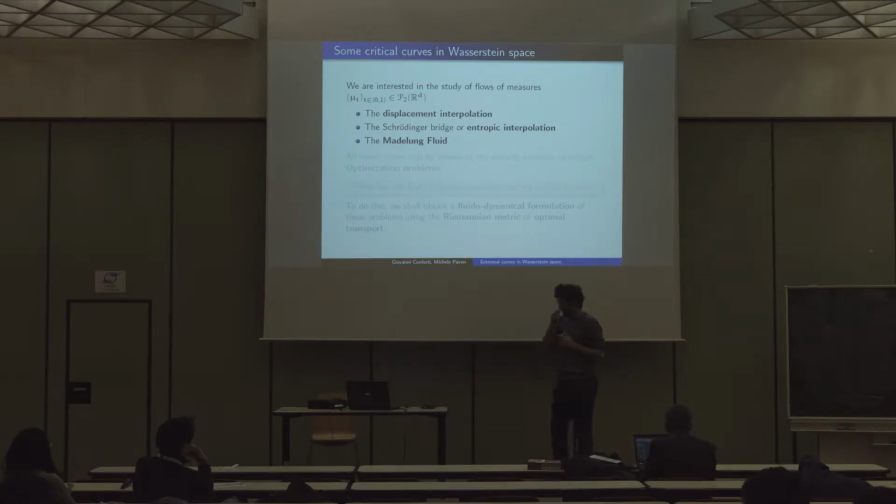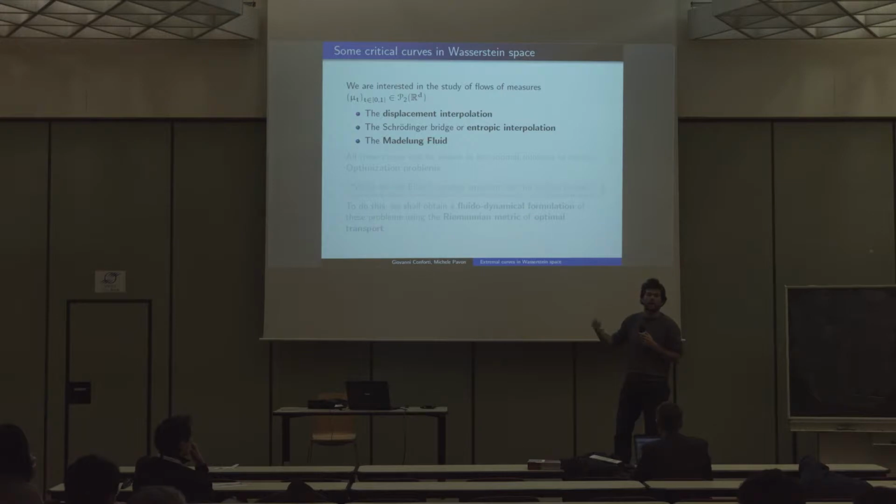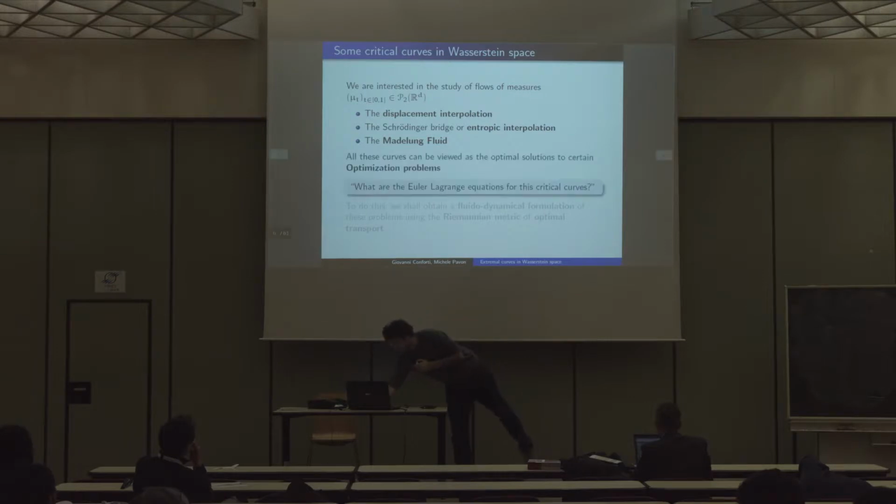So I will focus my talk on the Schrödinger bridge or entropic interpolation, which is nothing but the interpolation that you get by considering this regularized form of optimal transport. The questions that we were interested in, since all these curves can be seen as critical curves for some optimization problem, are: what are the Euler-Lagrange equations for these curves?